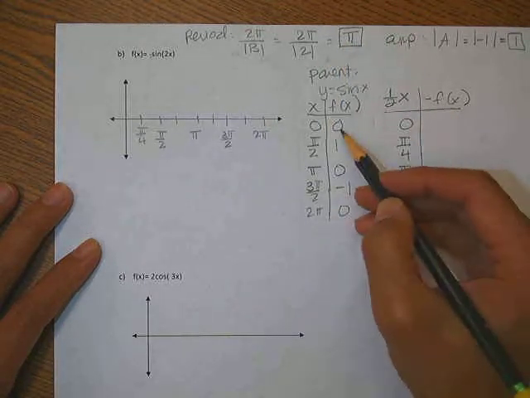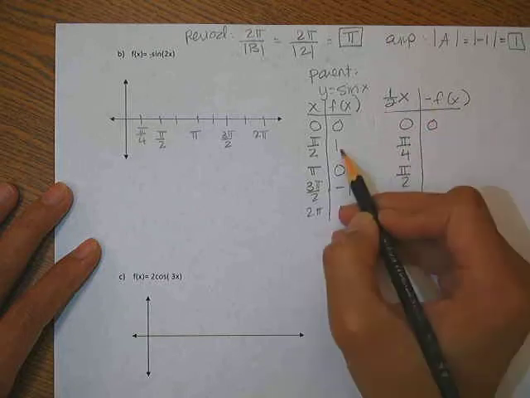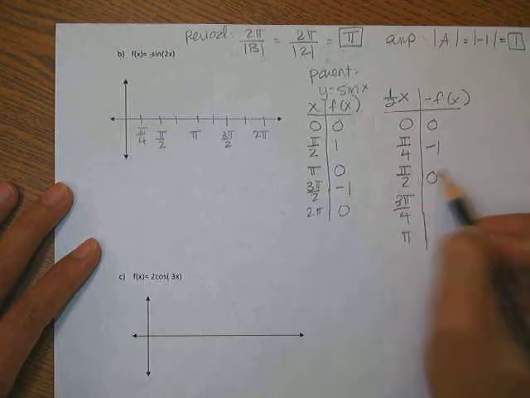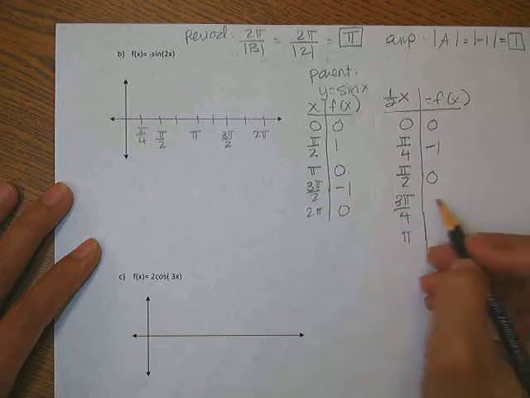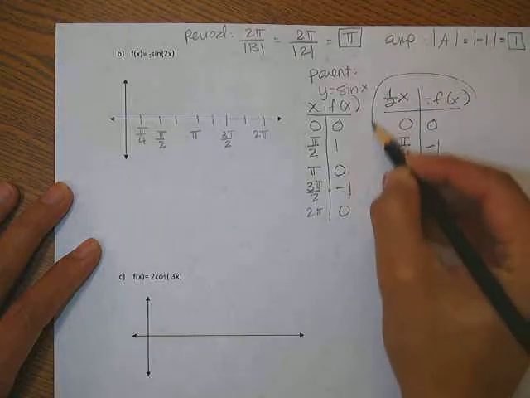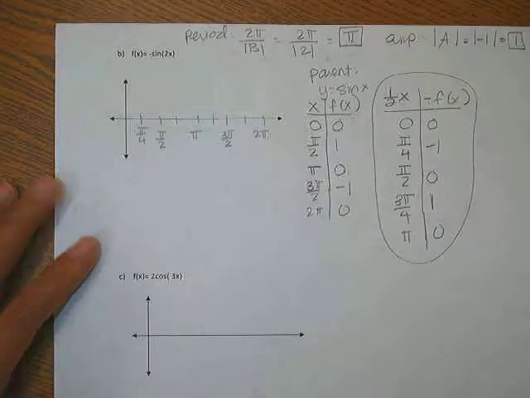Negative times 0 is 0. Negative times a positive 1 is negative 1. Negative times 0 is 0. Negative times a negative 1 is positive 1. Negative times 0 is 0. So these are the values I'm going to use to plot.